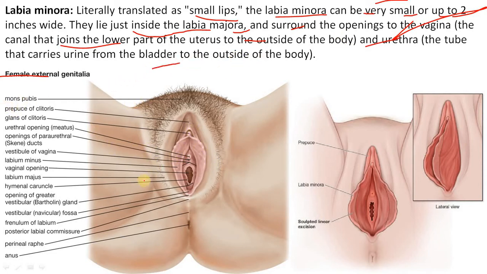So you can see this portion is the labia minora. In this picture, it is clearly visible. Okay, this is the lateral view. This is the labia minora, and the labia majora is this one, this fleshy portion. It is also known as small lips, and can be close to 2 centimeters wide. It rests just in the interior of the labia majora. It surrounds the primary opening of the vagina and the urethra.